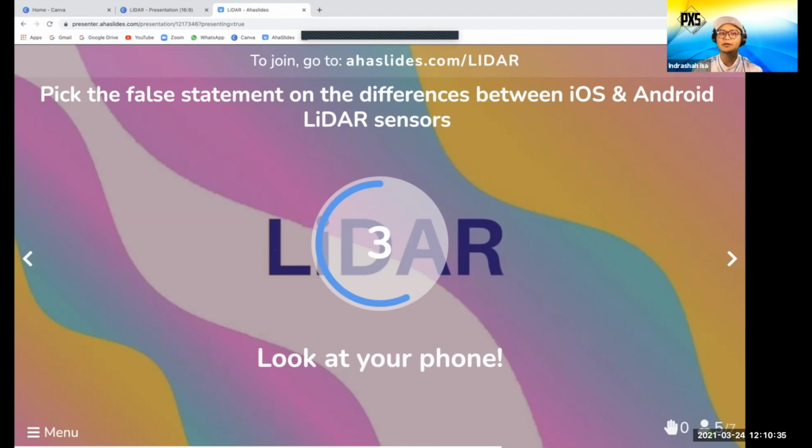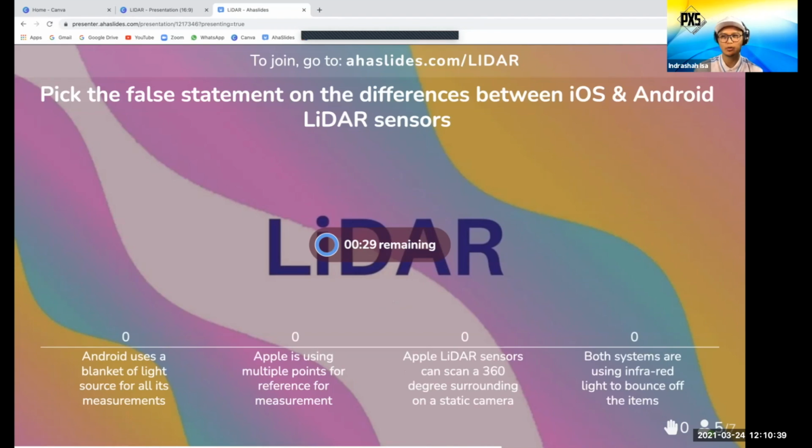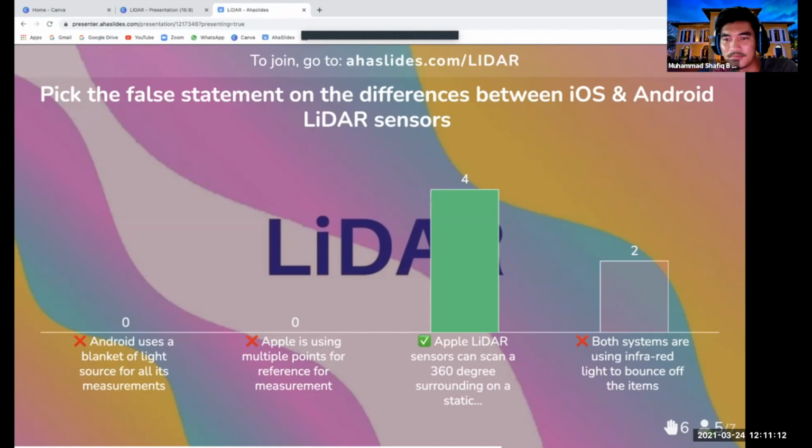Pick the false statement on the differences between iOS and Android LiDAR sensors. Okay, I showed you the two diagrams, right? I think 50% of this, out of these 4 questions, 2 you all should know. I can eliminate already lah. So these are the 2, right? So either you all take the third one or the fourth one, right? Yes. Good. Four. Okay.